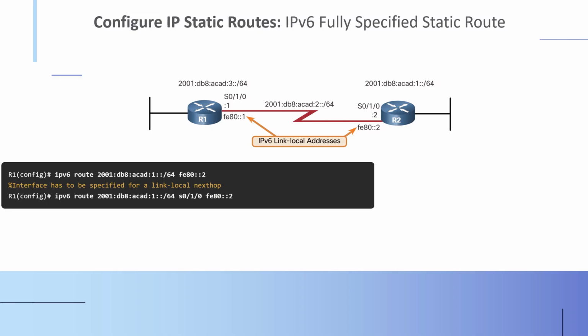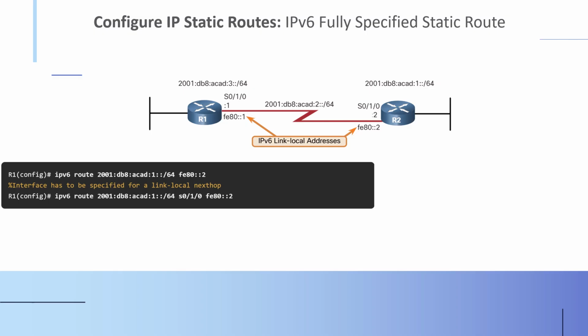Here in this example, a fully specified static route is configured using the link-local address of router 2 as the next hop address, which is in the next line. As you can see, it also specifies the interface of router 1 where we forward the packet, which is serial 0/1/0.